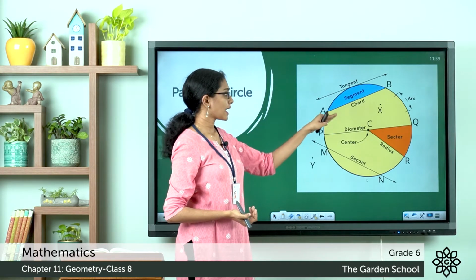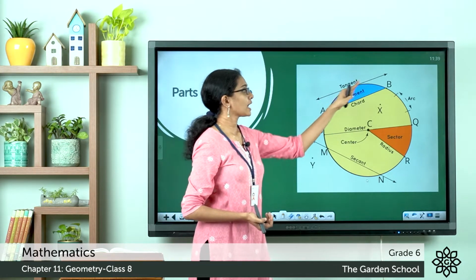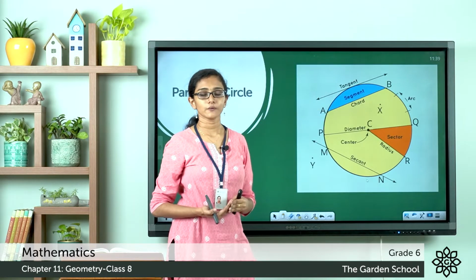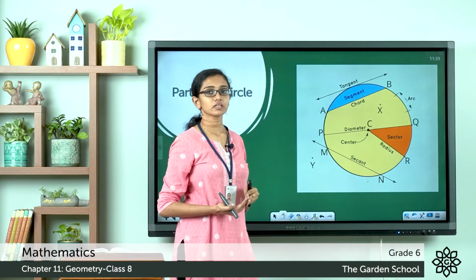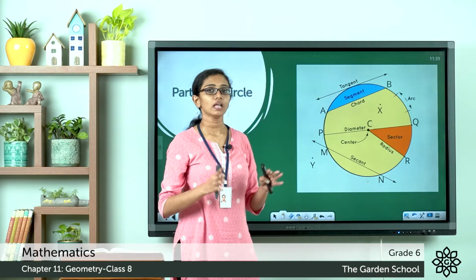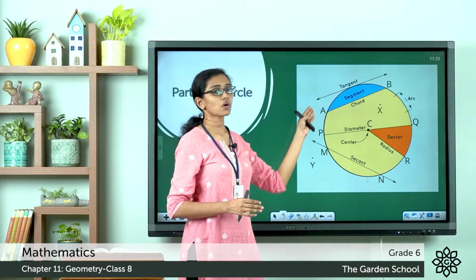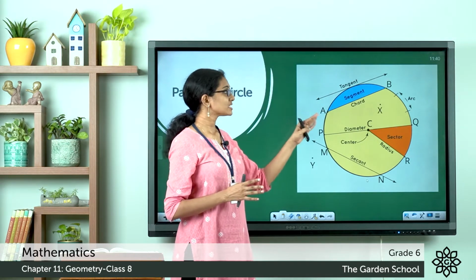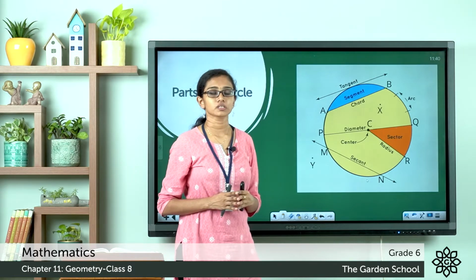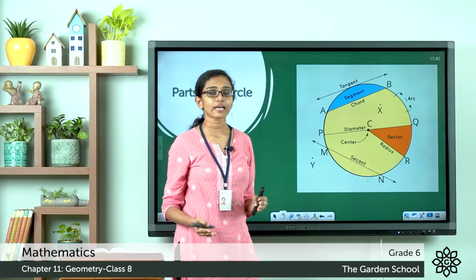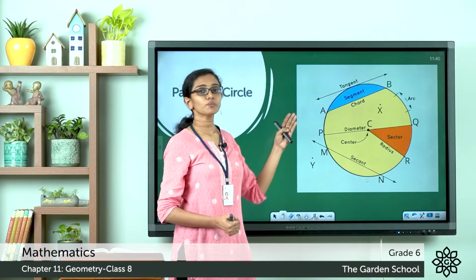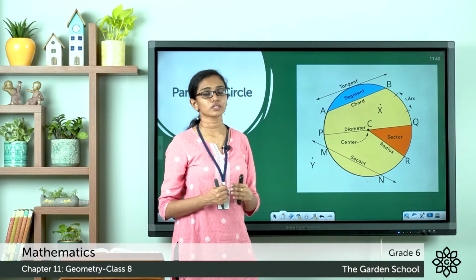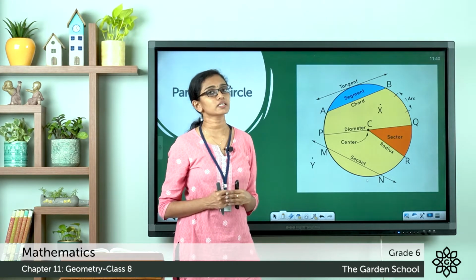This line segment AB connects point A and point B on the circle. So this line segment, which is in the interior of the circle and connects 2 points on the boundary of the circle, is called a chord of the circle. A chord is a line segment that joins 2 points on the circumference of a circle and lies in the interior of the circle.